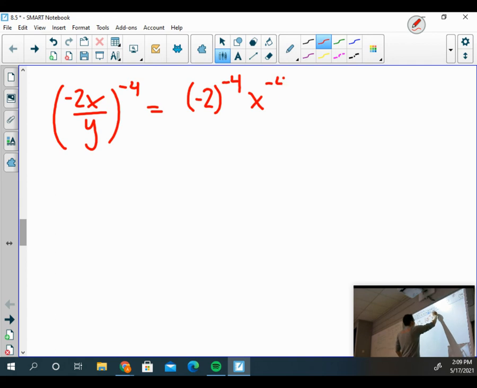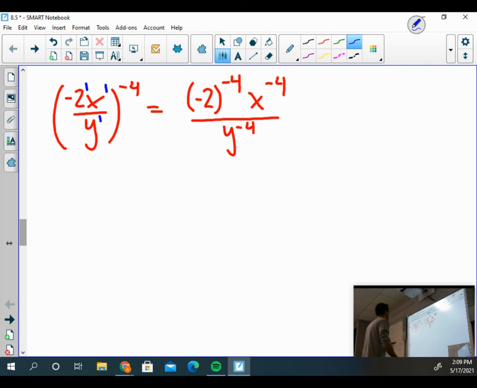Then we have x to the -4th and y to the -4th. Again, I start by distributing the exponent to each item in the quotient, okay? Again, probably a good thing to do would be to write 1s for the exponents here. That way I don't mistakenly do -4 times -2 and get +8, right? We're multiplying the exponents by the power to a power concept, not by the bases. We don't do exponent times base.